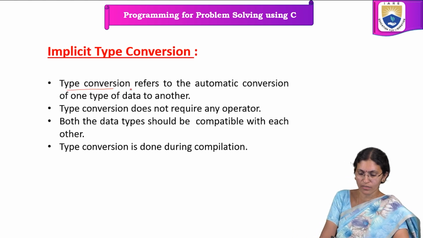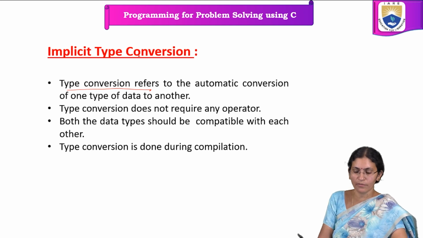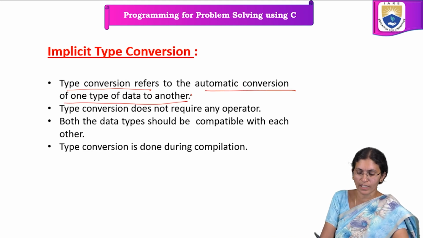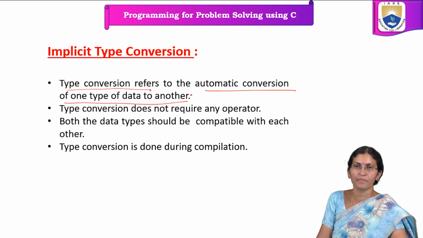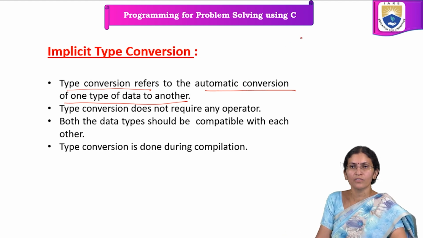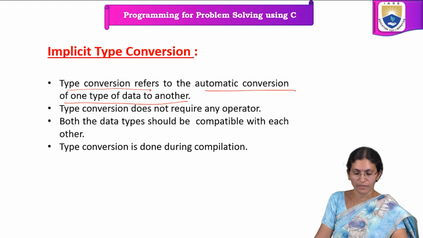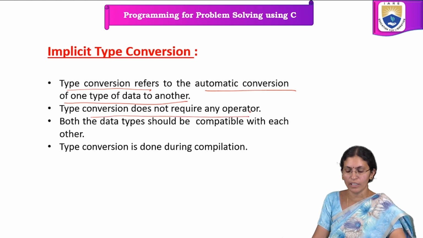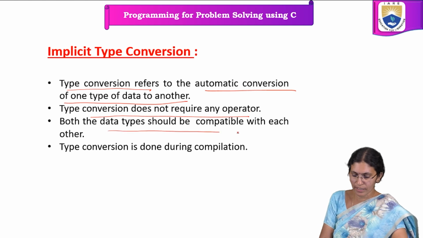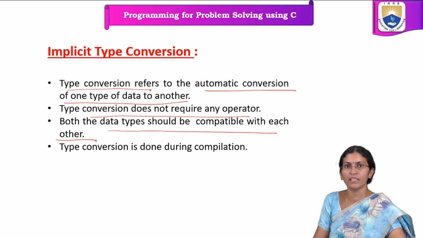So type conversion, or implicit type conversion, refers to the automatic conversion of one type of data to another type. Here the programmer is not involved in any type conversion. The variable's data type is converted to another data type according to the rank of the data type, which is given in the table which we have seen previously. Type conversion does not require any operator here. Both the data types should be compatible with each other.